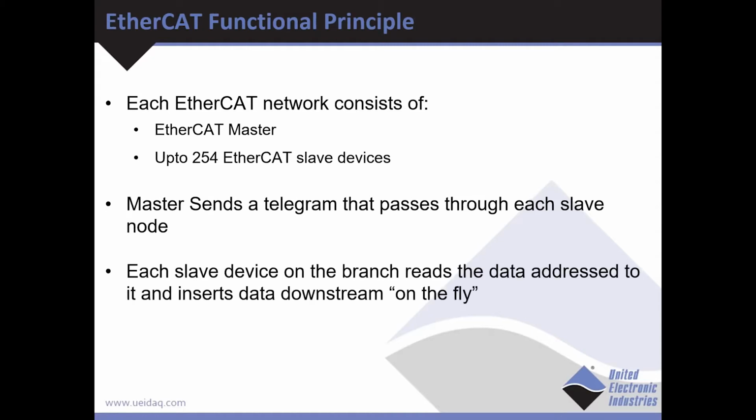Once the master sends the telegram out, each slave device on the branch reads the data that is addressed to that device and then inserts whatever data it needs to put back onto the bus downstream, on the fly. This nature is what makes EtherCAT very effective, because there is no separate data stream addressed for each device. There is one single data stream, and the data inside holds the addressing information that refers to each slave device on the network.